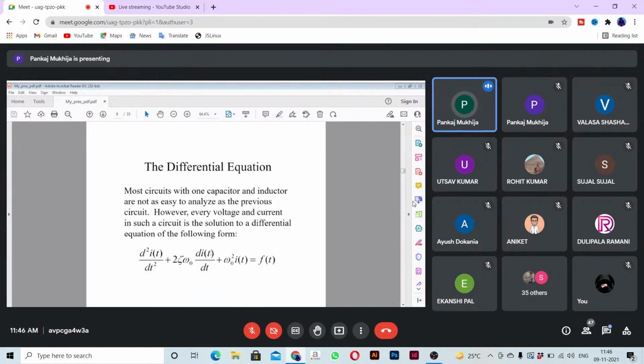Now I told you that we'll be concerned with the second order differential equation, so we'll be concerned basically with the differential equation of this form.